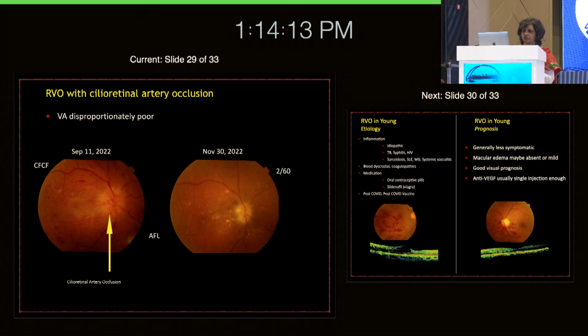And if the vision is disproportionately poor compared to the edema, it could be because there is a cilioretinal artery occlusion, which is commonly associated with CRVO, as in this patient. You can see an area of infarct, the white area in the macula.